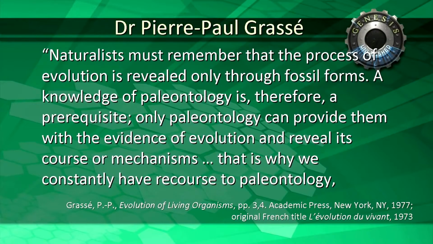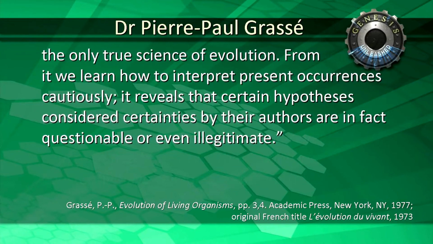Naturalists must remember that the process of evolution is revealed only through fossil forms. A knowledge of paleontology is therefore a prerequisite. Only paleontology can provide them with the evidence of evolution and reveal its course or mechanisms. That is why we must constantly have recourse to paleontology, the only true science of evolution. From it, we learn how to interpret the present occurrences cautiously. It reveals that certain hypotheses considered certainties by their authors are in fact questionable or even illegitimate.